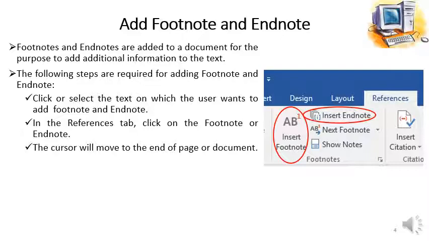The cursor will move to the end of the page or document. Then we have to type the description of the text, whatever additional information we want to add to the selected text, we will type in that area where the cursor has moved.